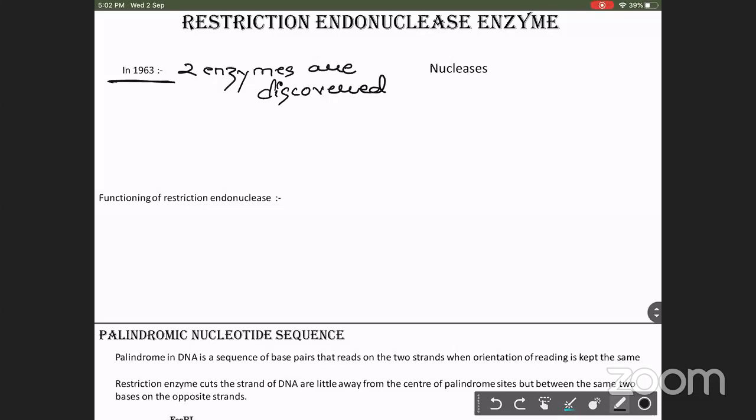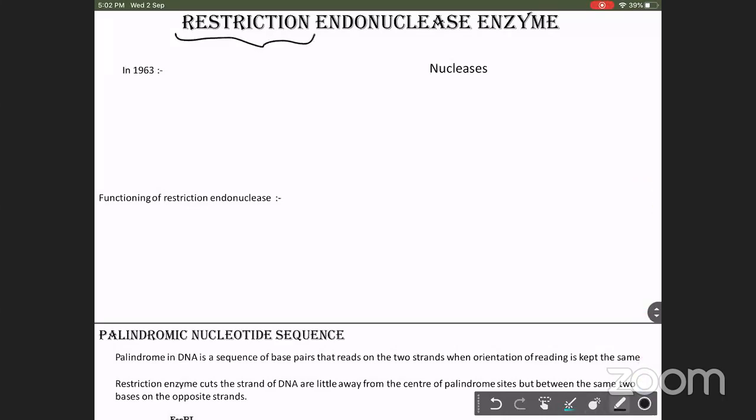So we are talking about the restriction endonuclease enzyme. As I have told you, why we are calling these enzymes restriction enzymes, I will tell you the reason once again, because the screen had stopped. So why are we calling it restriction? Because assume this is one DNA molecule.